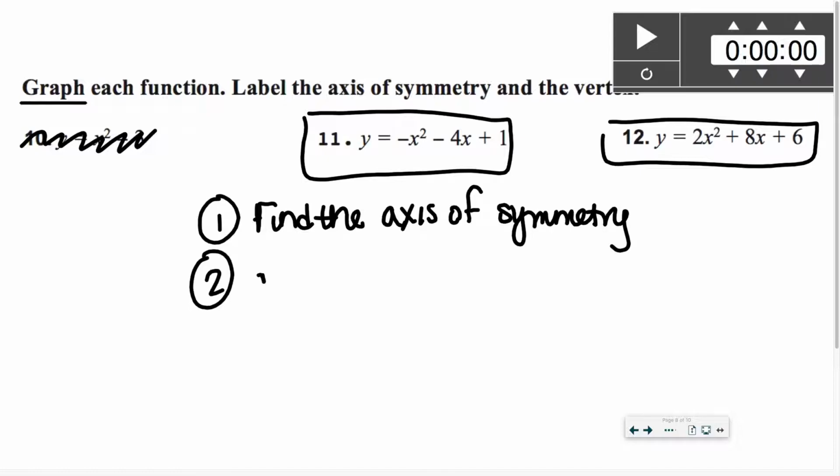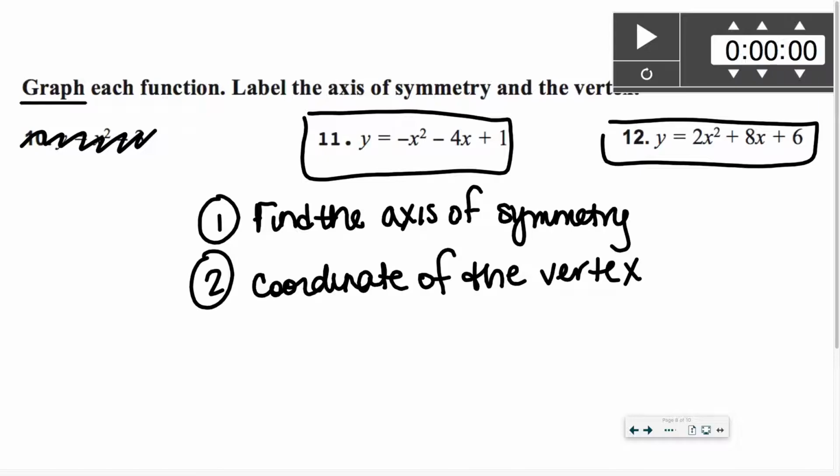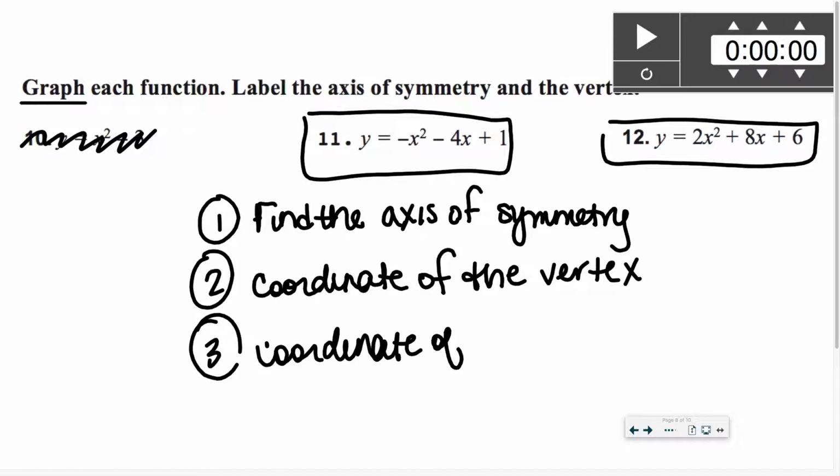Second, find the coordinate of the vertex. And third, coordinate of the y-intercept. You are not graphing. We don't need to see the graph right now. I'm most concerned with, can you find these values for these 2 equations?